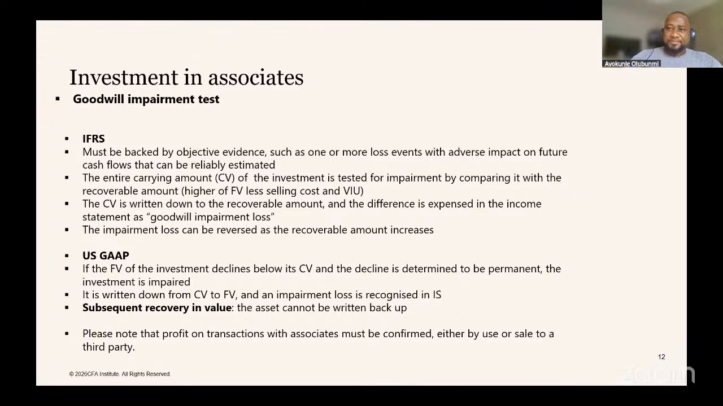We expensed it there. Now, let's assume that subsequent to that particular period, the value went up from 35 to, let's say, 75. We can only write it back up to 50, which is the value that it was before the impairment.